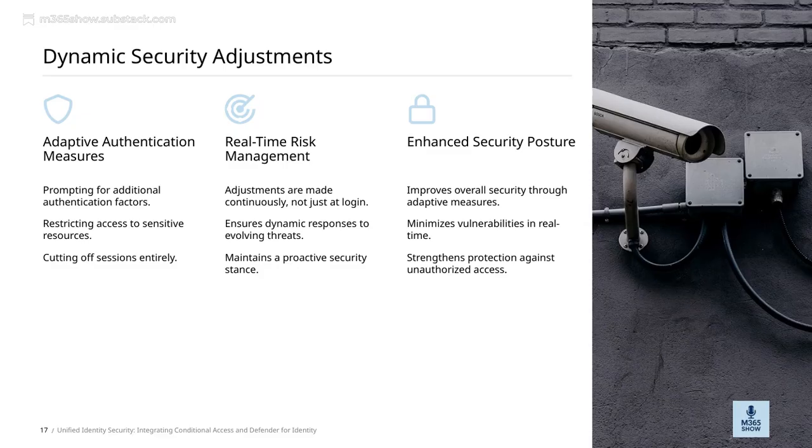For example, if suspicious behavior is detected, the system might prompt for additional authentication factors, adding an extra layer of security. Or, if the risk is high enough, it might restrict access to sensitive resources or even cut off a session entirely to prevent any damage. Finally, adaptive authentication measures are all about making authentication smarter and more responsive. Instead of a one-size-fits-all approach, the system tailors responses based on the current risk, helping us stay one step ahead of potential threats. Overall, these dynamic adjustments are essential for maintaining a resilient and proactive security stance in today's evolving threat landscape.